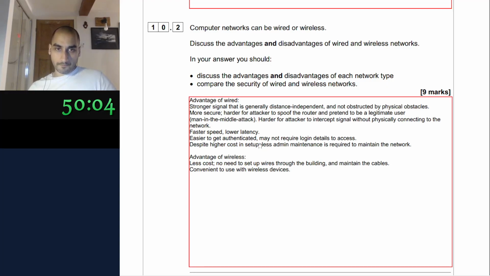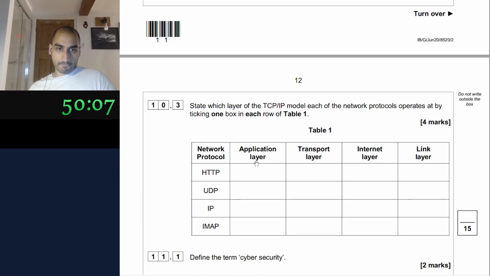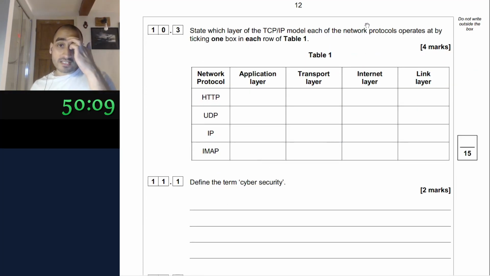Right. State which layer of the TCP/IP model. I don't remember any of this stuff. Four marks, so even if we pick randomly, we'll probably get a couple of marks. Right, application layer. That's HTTP, right?